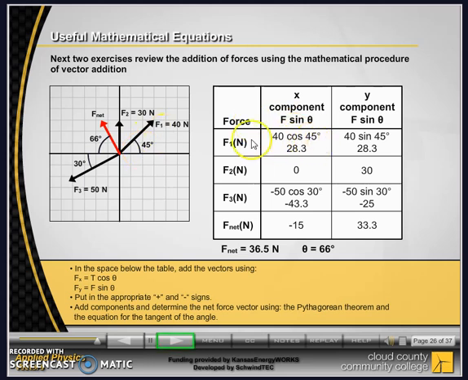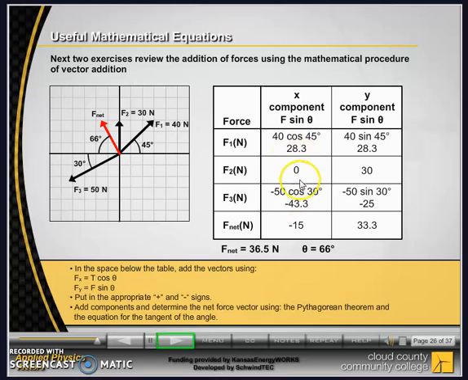40 cosine 45 gives you the x component. 40 sine of 45 gives you the y component. 0 in the x, 30 in the y. Vector 3, negative 50 cosine 30, and negative 50 sine 30 gives you the following answers.